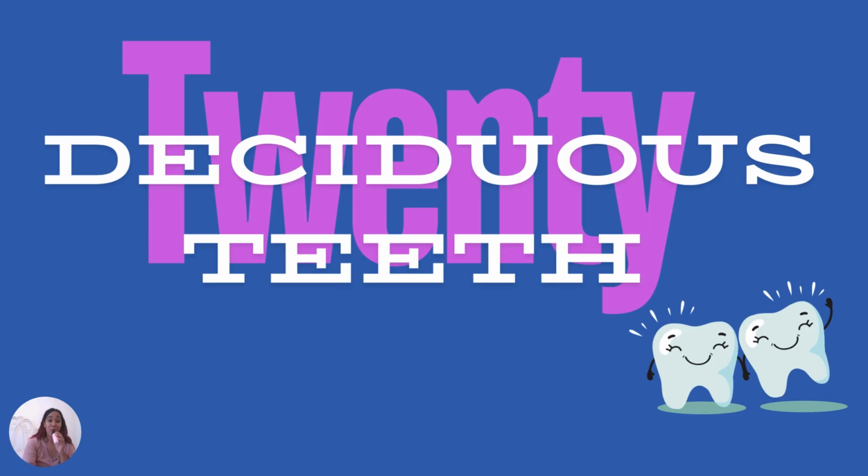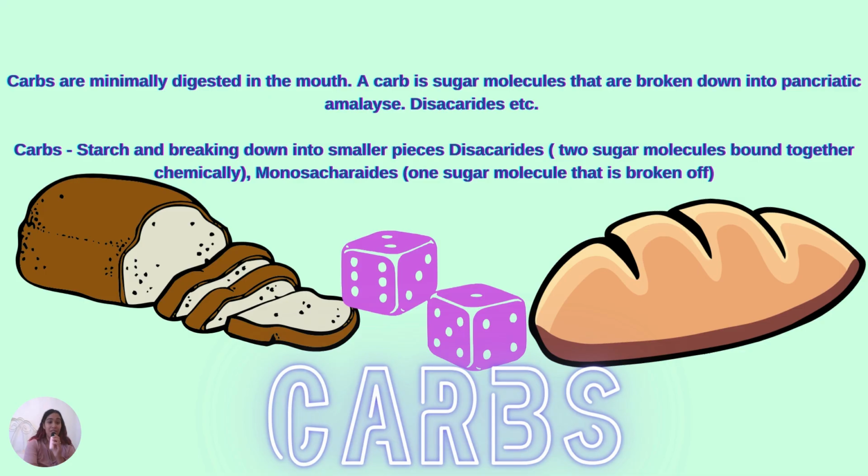Deciduous teeth. These are so cute. Oh my goodness. What are our deciduous teeth and how many of them do we have? Pop quiz. We have 20 deciduous teeth. That means your baby teeth are going to fall out so you can have grown up teeth, big girl teeth. And what are those teeth for?